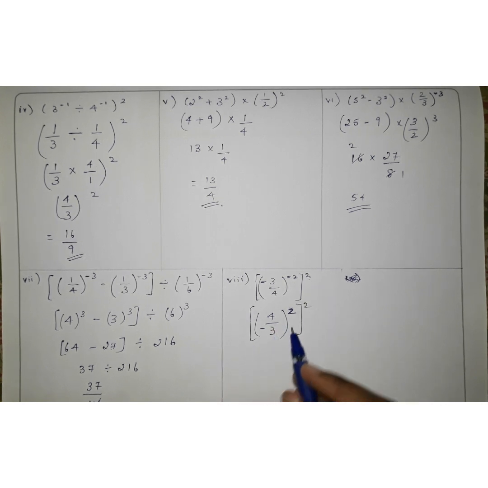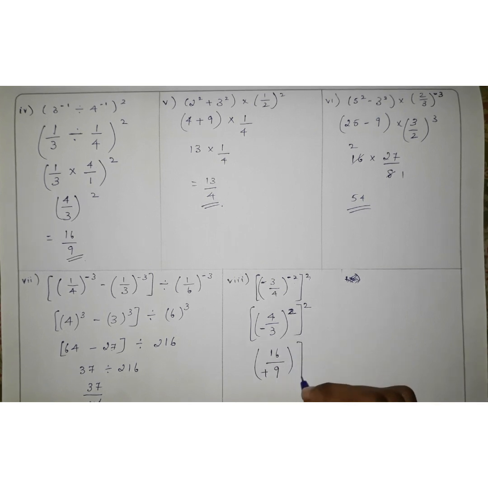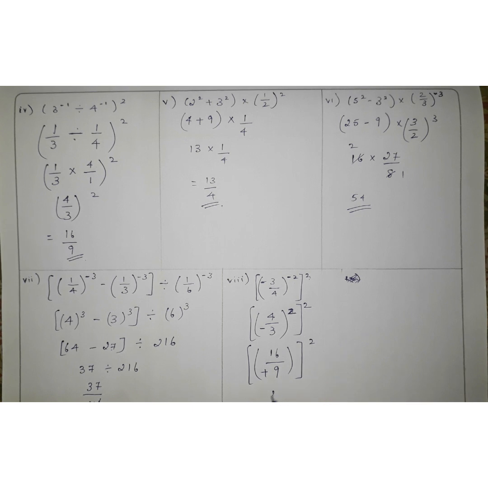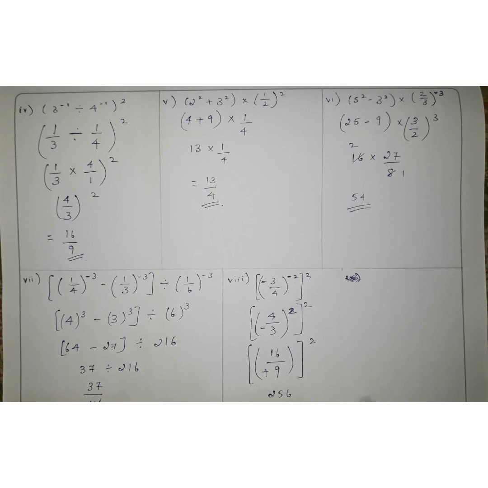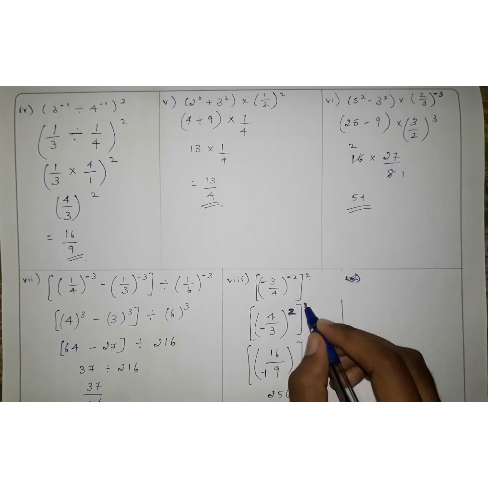So first we'll solve the inner part, that is nothing but 4 square is nothing but 16 divided by 3 square is nothing but 9. So if we square the minus sign, it will become plus. So let it be as it is. Again, whole to the power 2. Now 16 square is nothing but 256 divided by 9 square is nothing but 81. That is your answer.